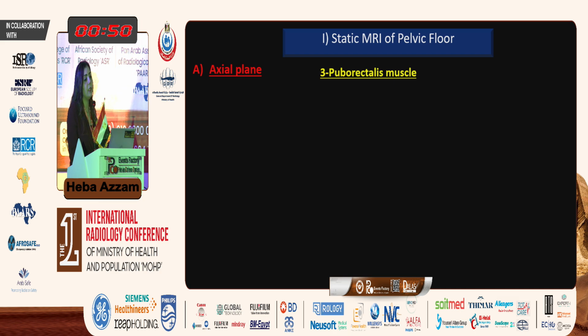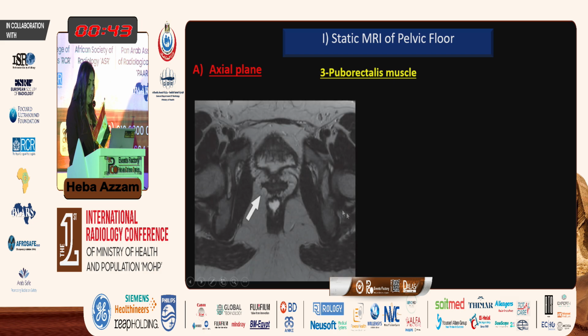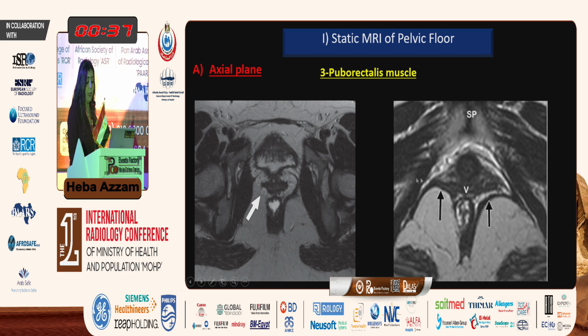As we said before, the axial plane is one of the most important planes for assessing the puborectalis muscle. Whether there is a defect, this is unilateral defect in the right puborectalis muscle, or bilateral, as we can see here. There is detachment of the puborectalis muscle from the pubic bone, and there is defect here in the puborectalis muscle. Usually, unilateral defects are much easier to detect as they are compared to the normal side.